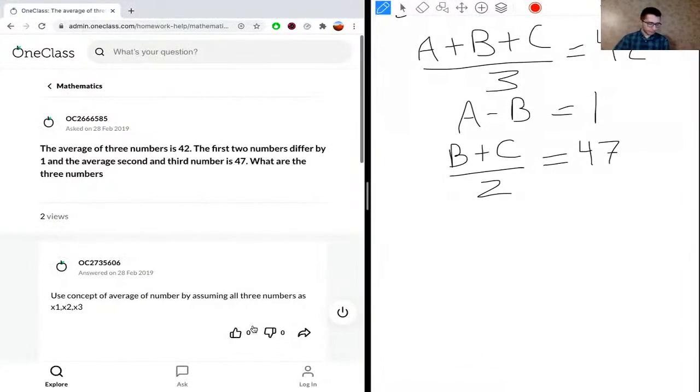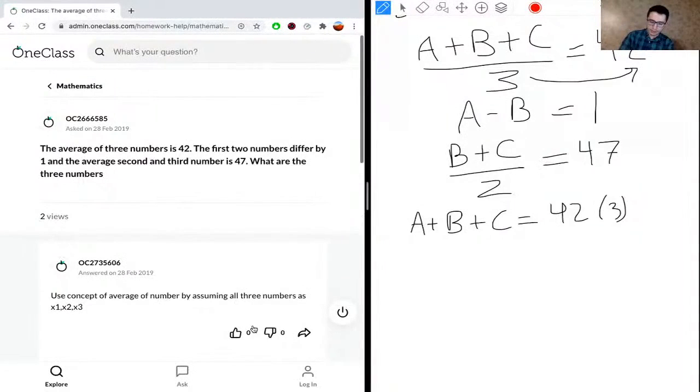So if we said A plus B plus C equals 42 times 3, here we just moved the 3 over to this side and multiplied both sides of the equation by 3. If we did 42 times 3, we'd get 126.